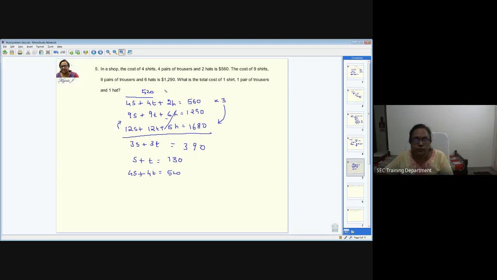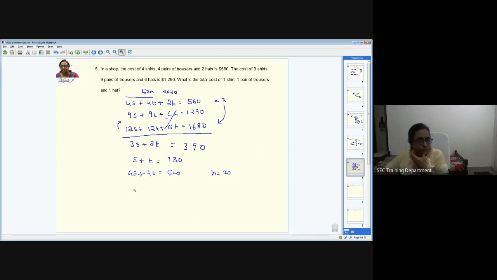Therefore, this is going to be 520 plus 2H equals 560. The balance is 40, so 2H is 40, and H will be 20. So here, when you have this H as 20, 2 times 20, 40, gives you 560. Therefore, what is the H value? From this, you can say the H value is nothing but 20.